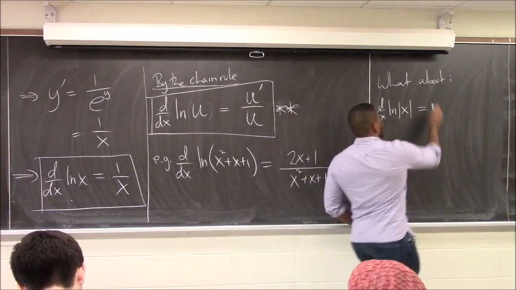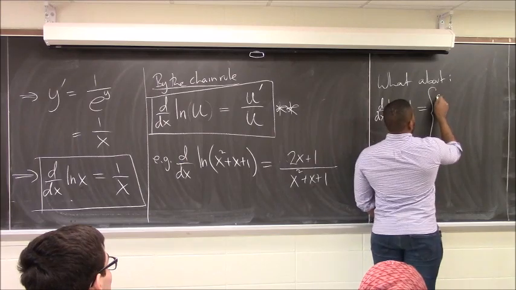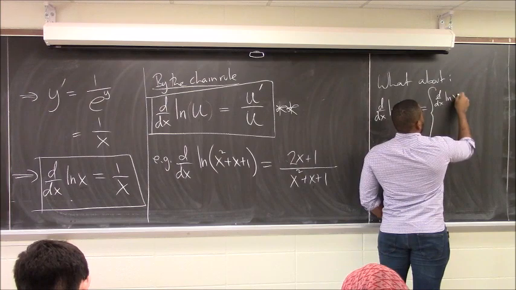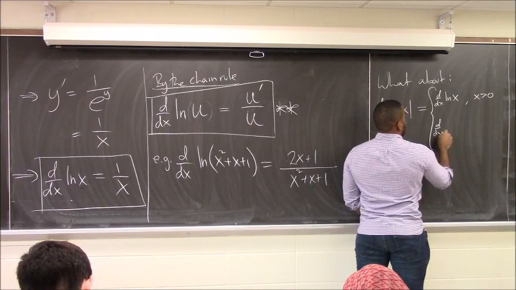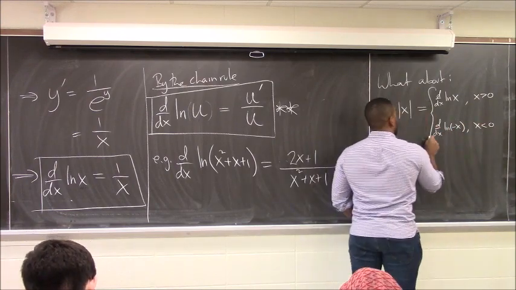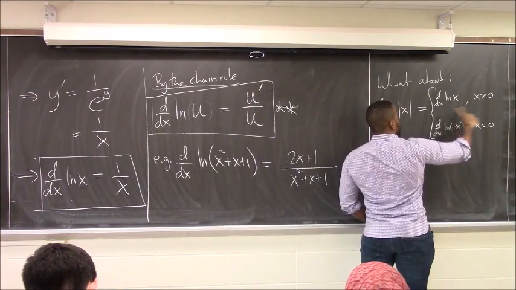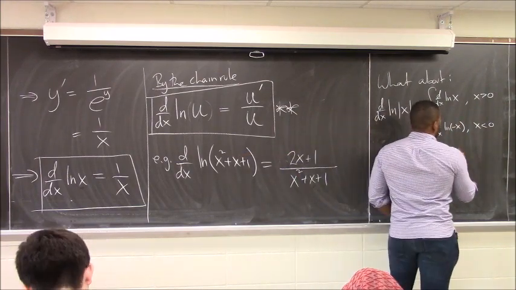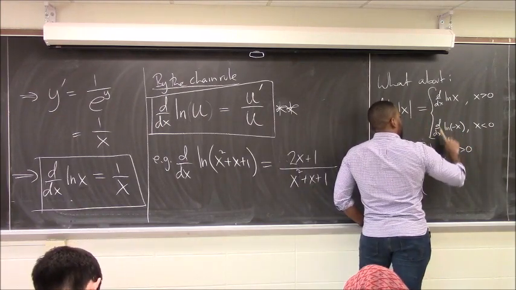Knowing what absolute value means, I can just branch this off. This is going to be the derivative of ln of x if your x is positive, it will be the derivative of ln of minus x if your x is negative. Taking these one at a time, derivative of ln x, well, we know what that is, 1 over x. So it's 1 over x if your x is positive. Now, what's the derivative of ln of minus x?